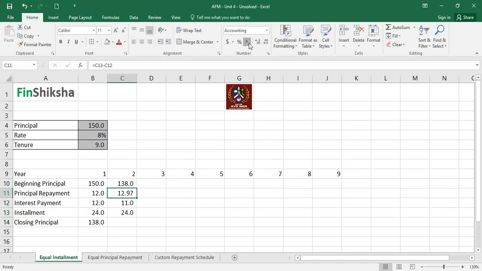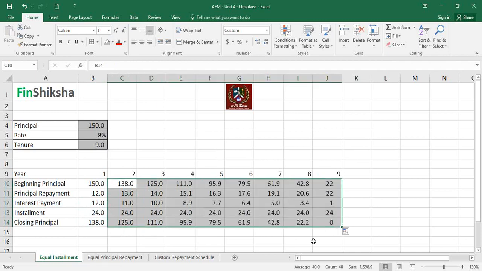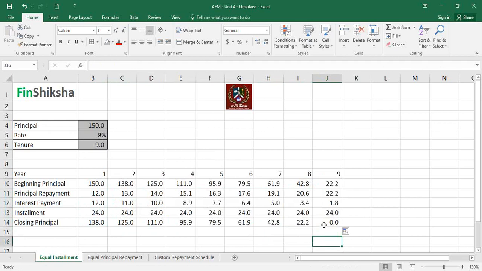Note the principal repayment has increased as compared to the first year because our total installment payment is fixed and interest payment is going down, correct? So we pay more principal the next year. And once we do this, we can just create a standard schedule for the 9 years. And we will realize that at the end of the 9 years, we should end with zero loan because we have amortized the entire loan over this period.